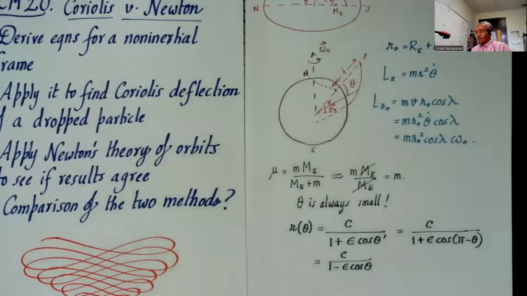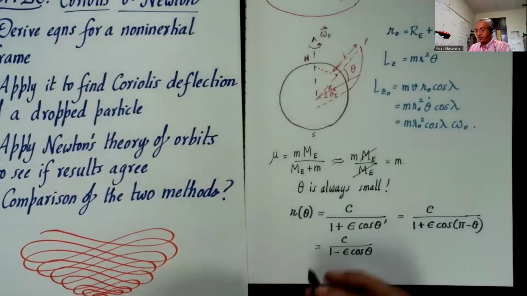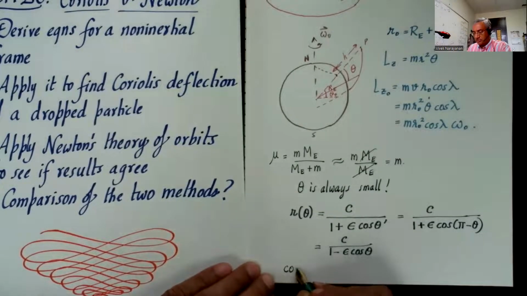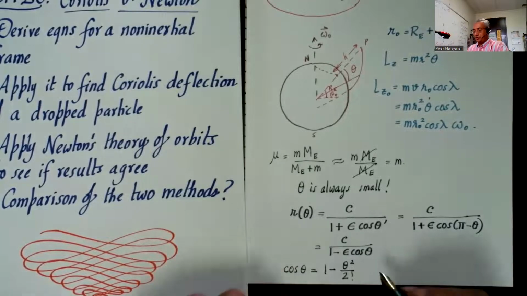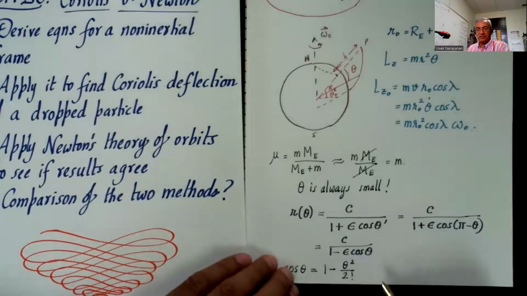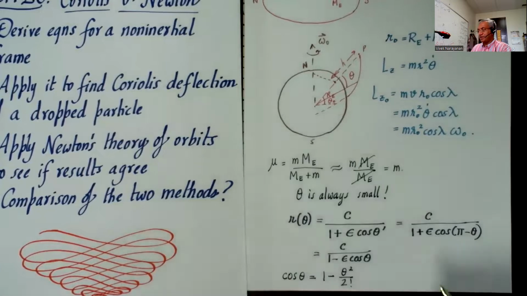All right, now we're going to use the small angle approximation. Because theta is really small, I can write cosine theta as the first two terms of the Taylor approximation. The next term is going to be theta to the 4 over 4 factorial. We're going to ignore that. Okay, and we can use this to simplify some of the computations.